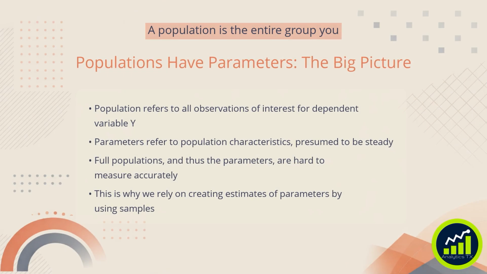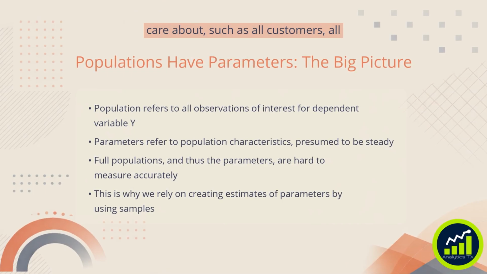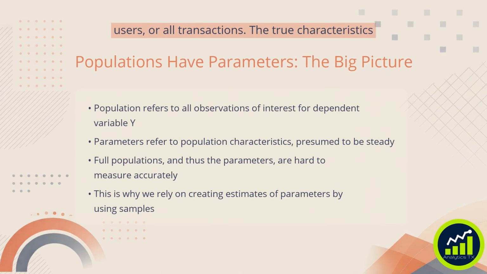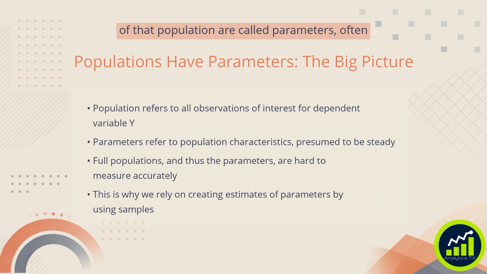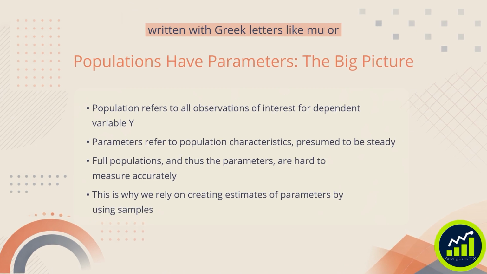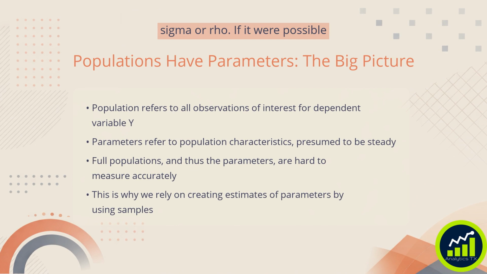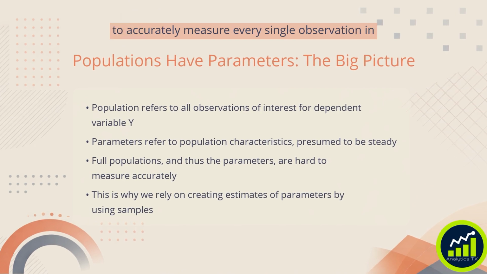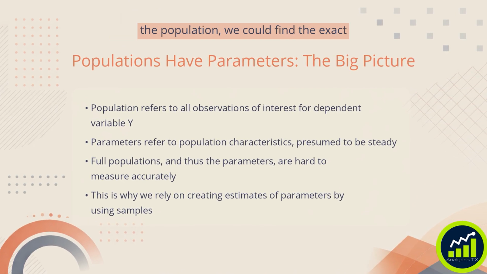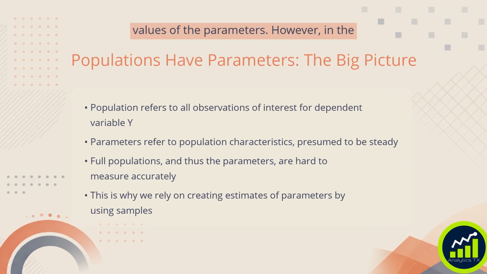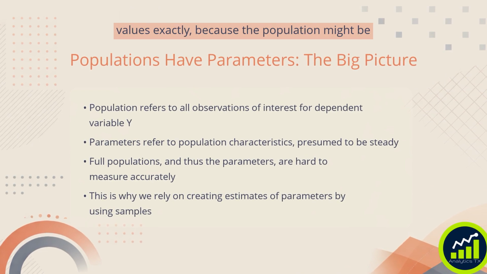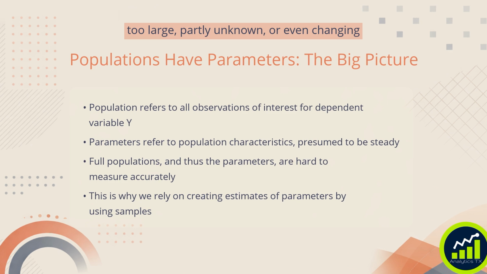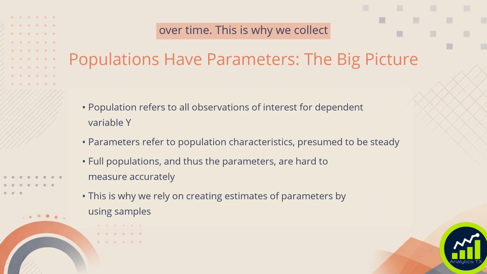A population is the entire group you care about, such as all customers, all users, or all transactions. The true characteristics of that population are called parameters, often written with Greek letters like mu, sigma, or rho. If it were possible to accurately measure every single observation in the population, we could find the exact values of the parameters. However, in the real world, we almost never know these values exactly, because the population might be too large, partly unknown, or even changing over time.